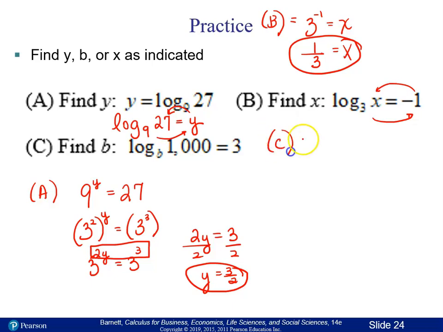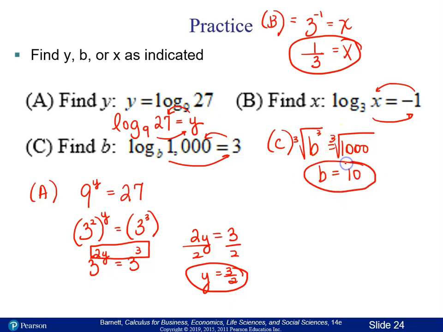And then for part C, we're going to have b to the third is equal to 1,000. To get rid of a cube, we're going to do a cube root. So b is going to be equal to 10.